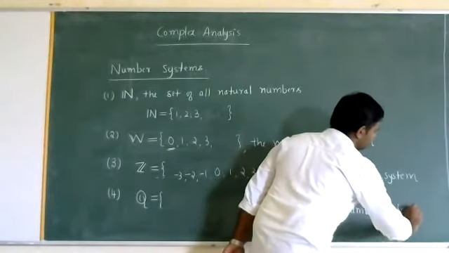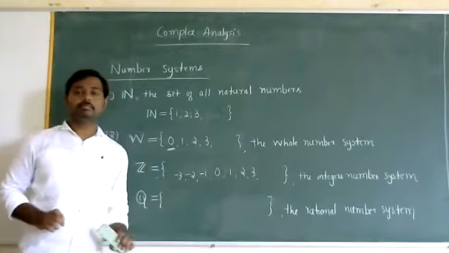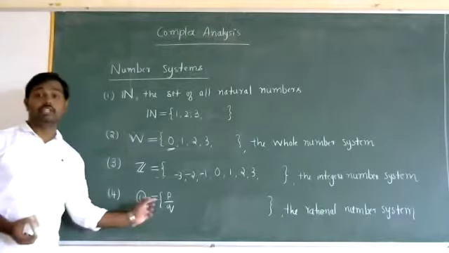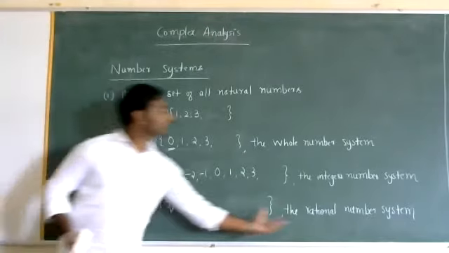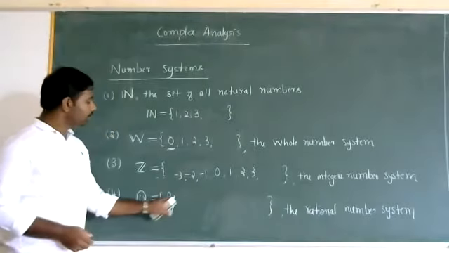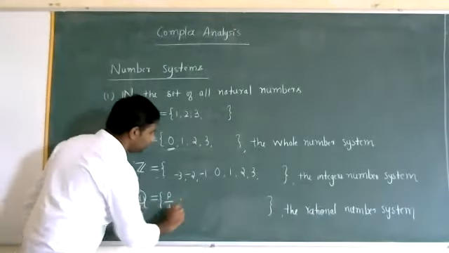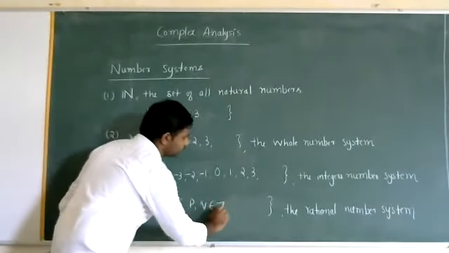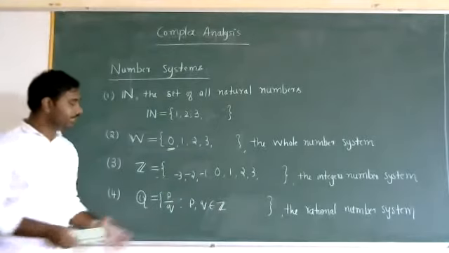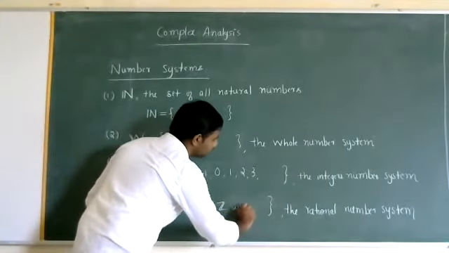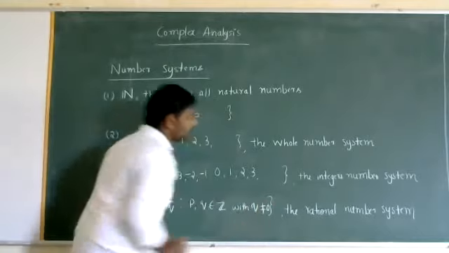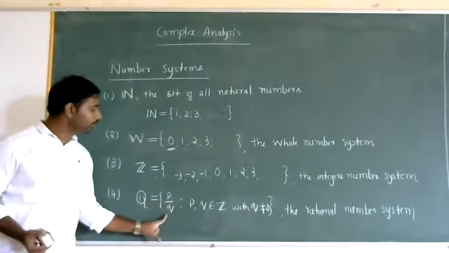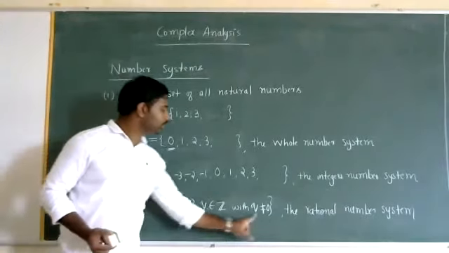Rational number system. The rational number system consists of the numbers of the form p by q, so fractions. All fractions will come under rational numbers. All the numbers of the form p by q, where p and q are integers with q not equal to 0.